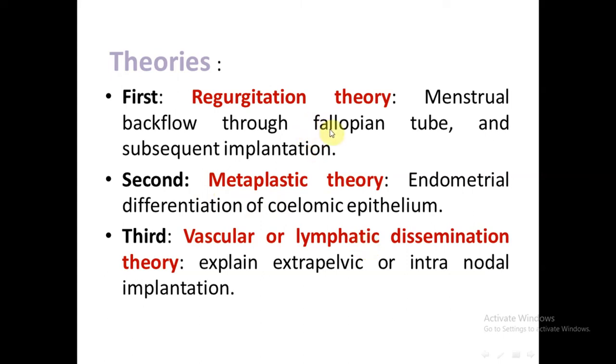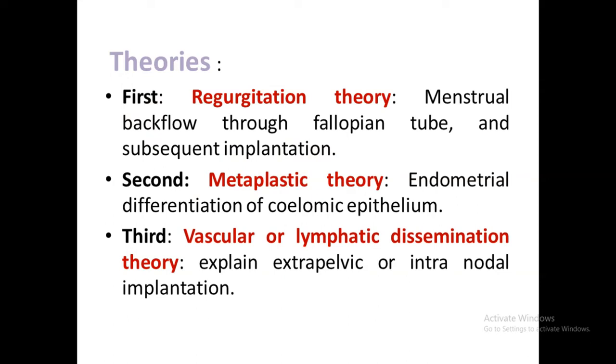Regurgitation theory means menstrual backflow through the fallopian tube and subsequent implantation. Menstrual backflow of endometrial tissue through the menstrual cycle, from the endometrium to the fallopian tube and then to other sites.